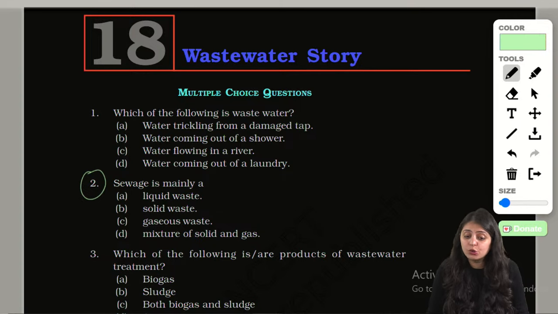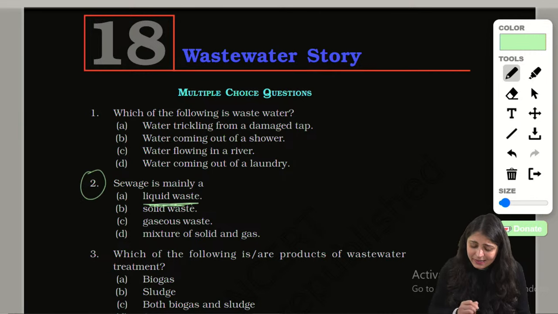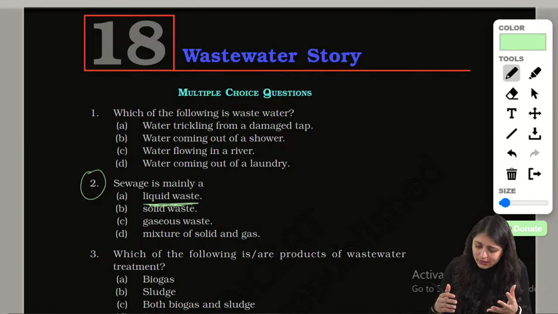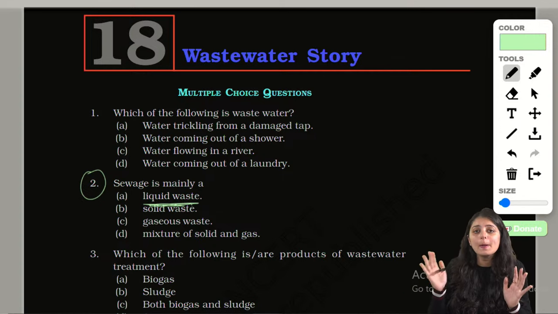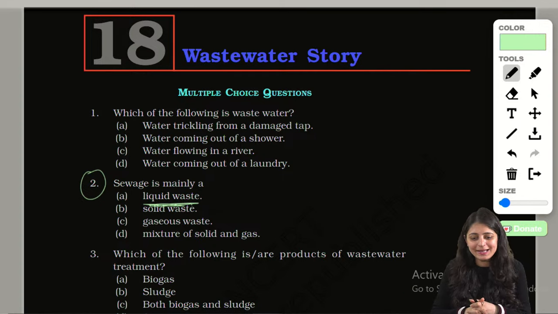In crystallization, no new substance is formed, beta. Chali, question number two. Very good. It's option A. Sewage is majorly liquid waste. Sewage mein, it's basically wastewater. हो सकता है उसमें कुछ dissolved impurities हो सकता है कुछ suspended impurities हो, but majorly वो क्या है? एक liquid waste है.